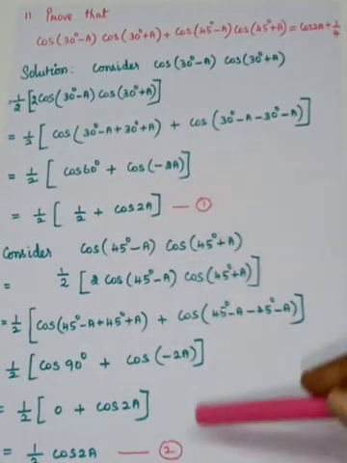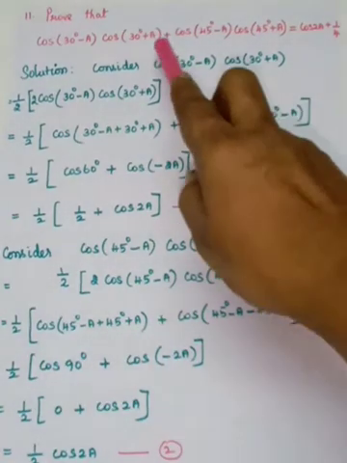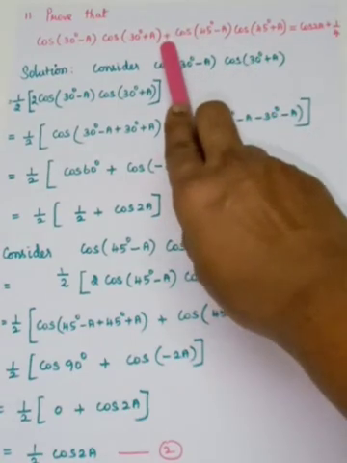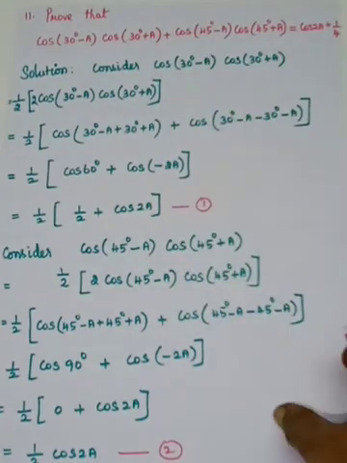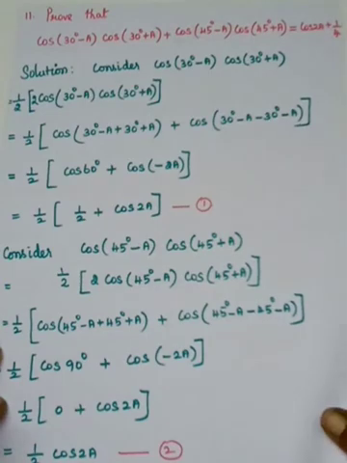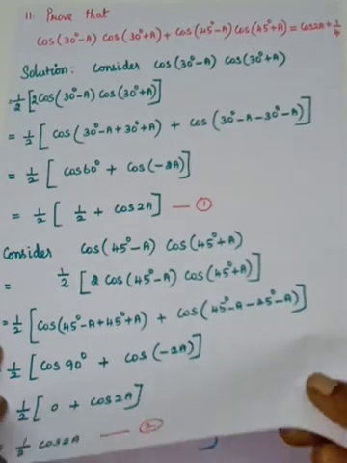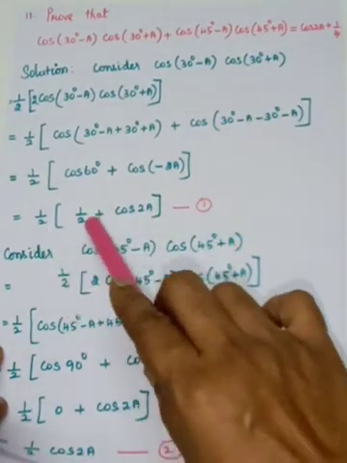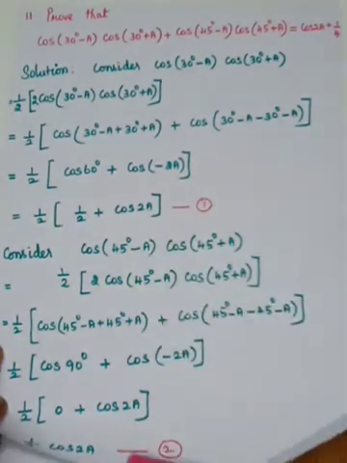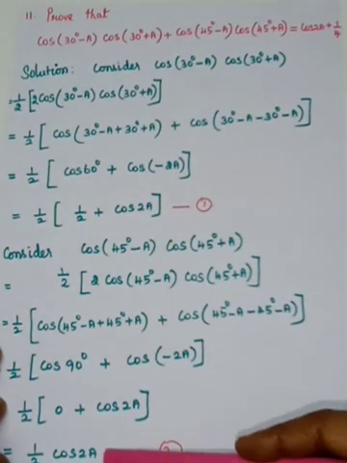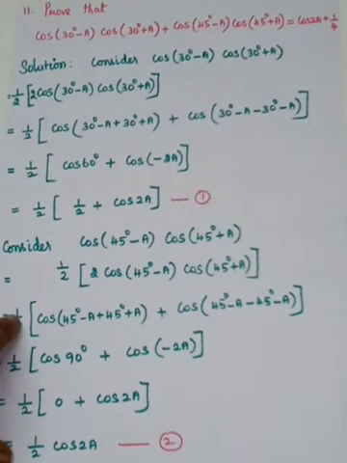So the first term and the second term we have found. In between, you have to add them. See, the first term, what is it? Half into half plus cos 2A. What is the second term's answer? It is half into cos 2A. So both the terms have to be added.